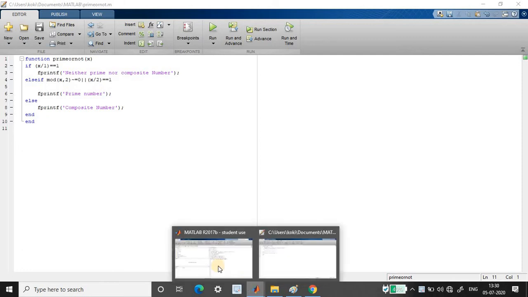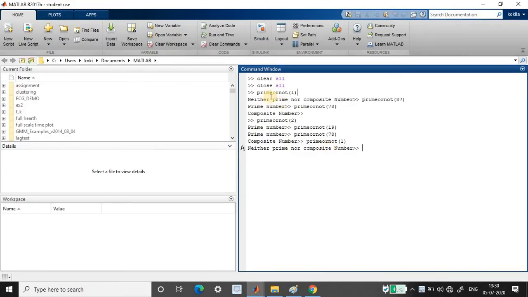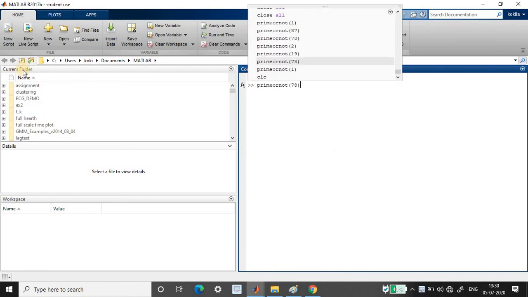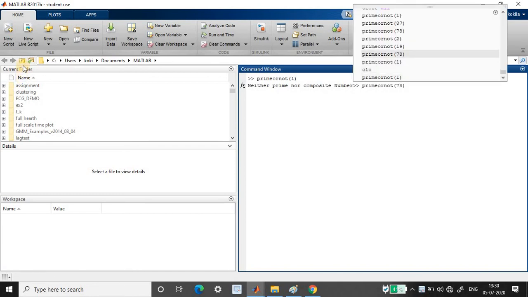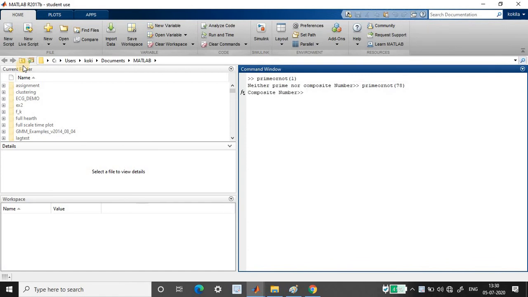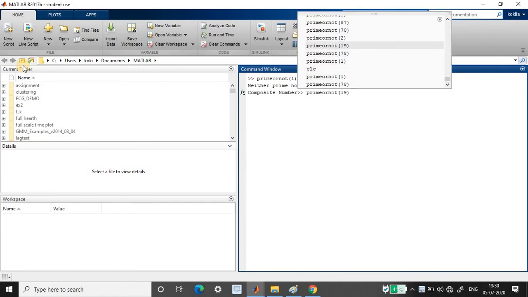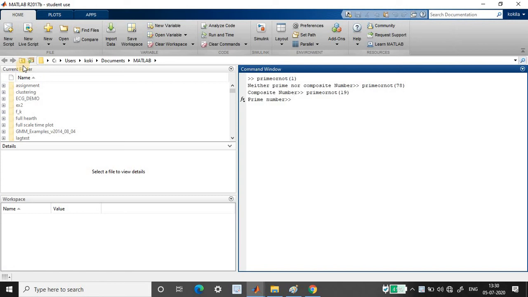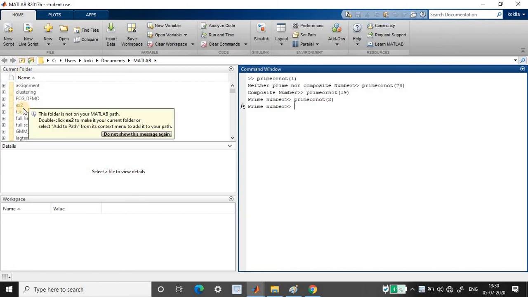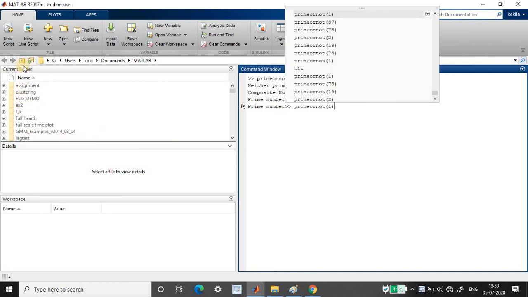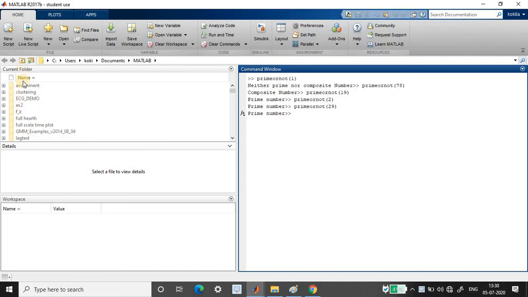So let us go check the output. I have already run it, but let me clear it and run it for you. Now I'm feeding 1 as the input, so it should be neither prime nor composite. Yes. Now I'm giving 78, which is a composite number, and 19, that is a prime number. Let us check some more numbers also. 2, that is a prime number. Now let me check another one, 29, it is a prime number.